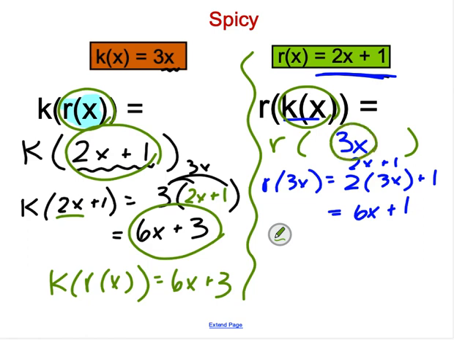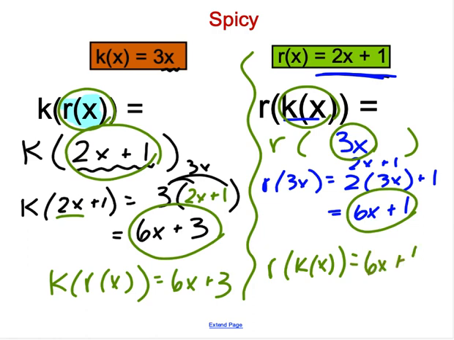The 3 of x was that middle answer that helps you get to the final answer of 6x plus 1. So R of K of x is 6x plus 1. All right, so there is your third example of composition of functions when you're given the functions in function notation.